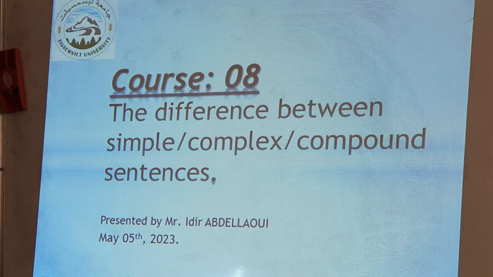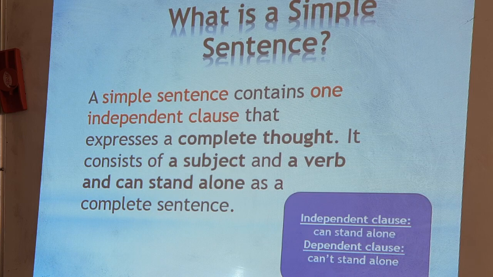Today, we have to understand the difference between simple, complex, and compound sentences. In English, we have a lot of types of sentences. We have what we call a simple sentence, a complex sentence, and a compound sentence. We use them in order to write paragraphs, and then we have to write some essays and articles. However, we have to understand what the types of sentences are.